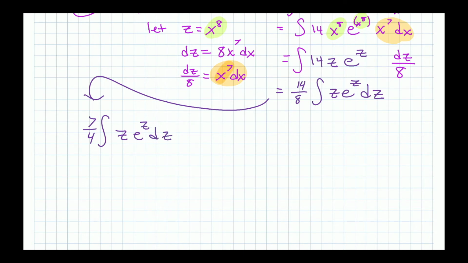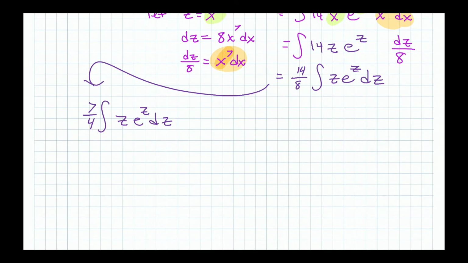dz. Now this is a basic integration by parts formula now, right? Because if you're going to do just regular basic integration by parts, we're just going to pick u to be z, dv to be e to the z dz. Remember, everything has to be u or dv. So in this case, the z is the u, and then that means that everything else has to be your dv.